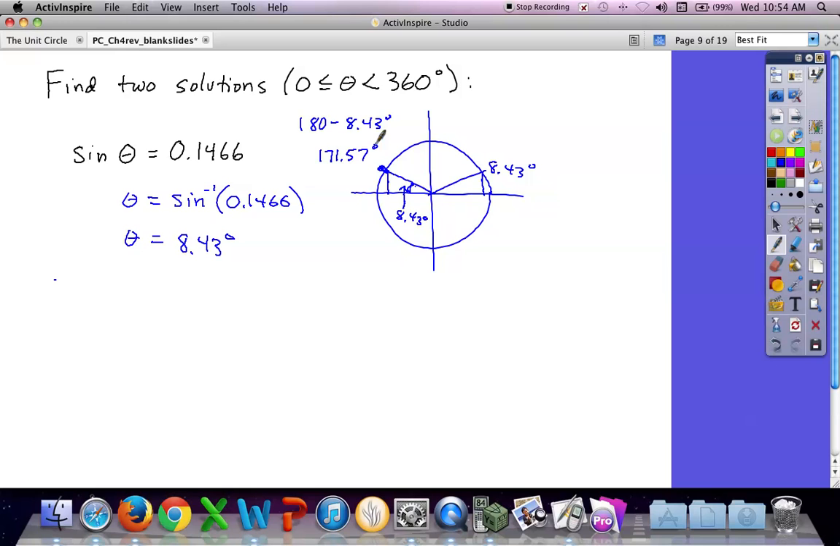Now, you could always check your answer there, right? Go back and take the sine of 8.43 degrees and compare it to the sine of 171.57. It better be exact, right? It may not be exactly that, because we round it a little bit, but they should be the same. The sine of this equals the sine of that.